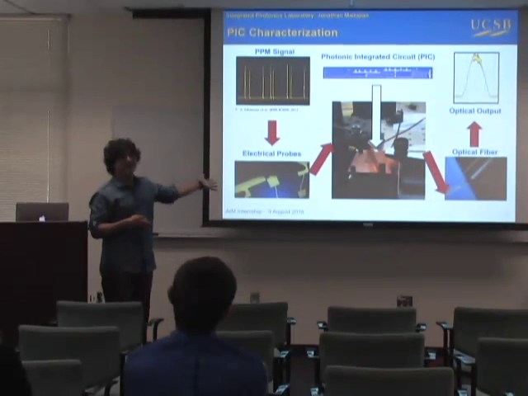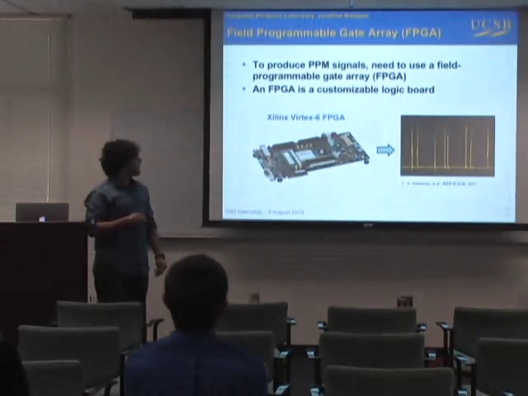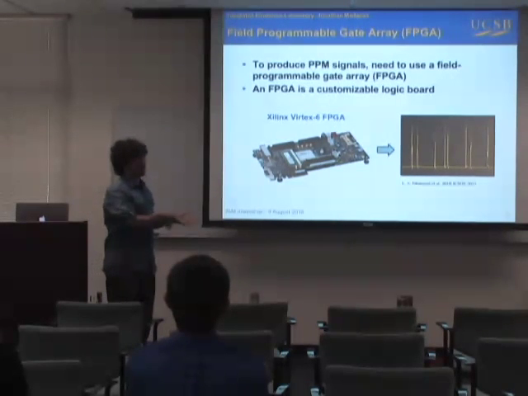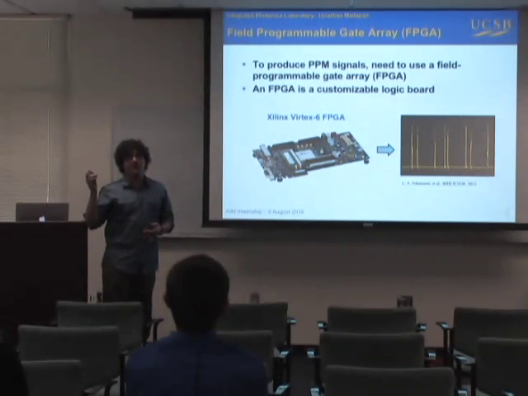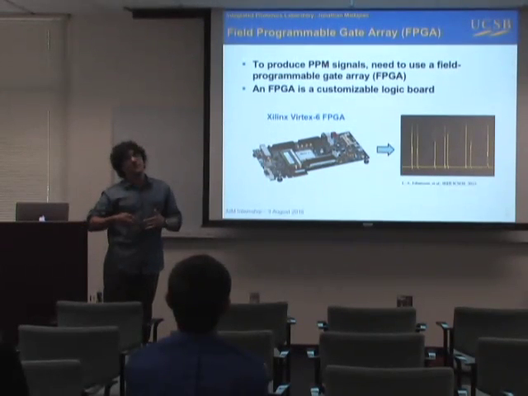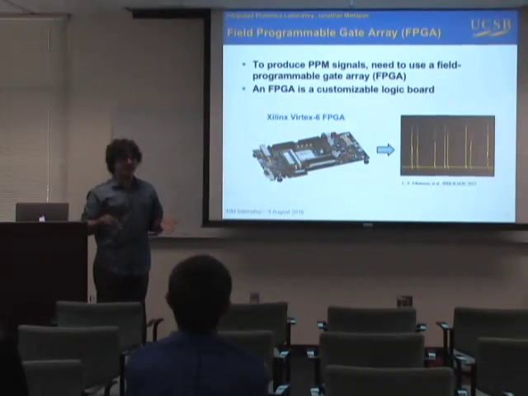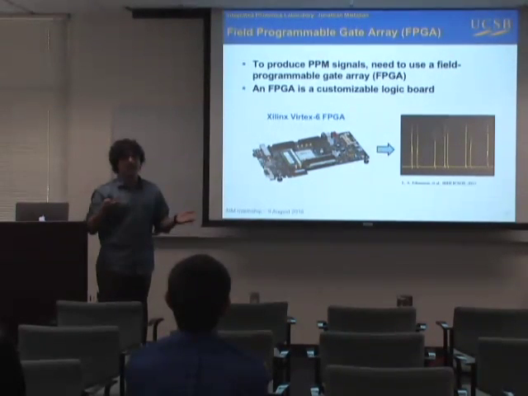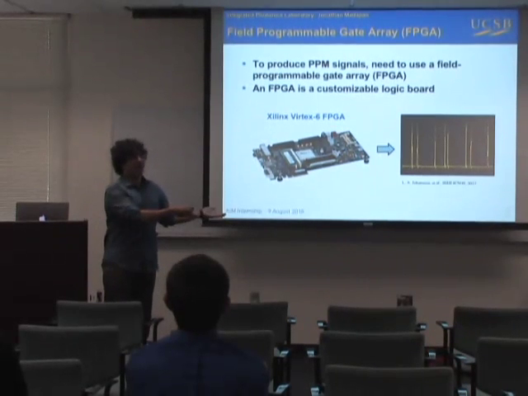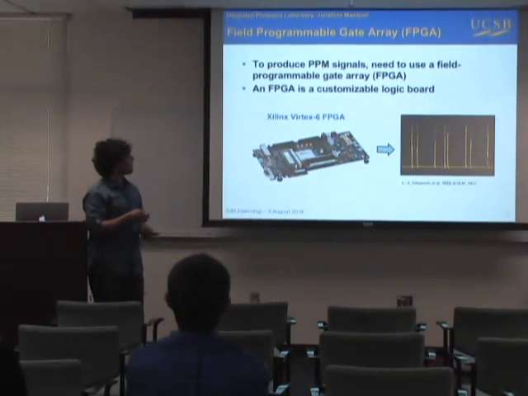So, the experiment setup. In order to generate PPM, we need to use a field programmable gate array, similar to what Marco was using in his project. The idea is that PPM is a rather non-standard signal, and so we need to use a system that you can custom reprogram. As he said, you can change things in the field without having to remanufacture your circuit.